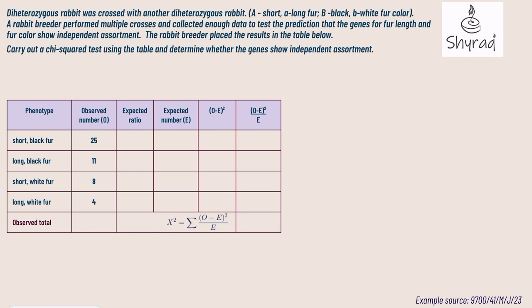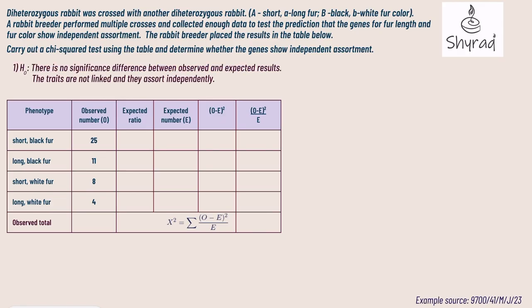To carry out a chi-square test, we need to first formulate a null hypothesis. All null hypotheses for such tasks will sound the same: there is no significant difference between observed and expected results. You can add the following phrase that would show relevance to this specific task: the traits are not linked and they assort independently.